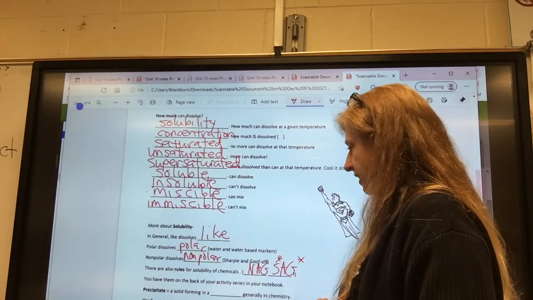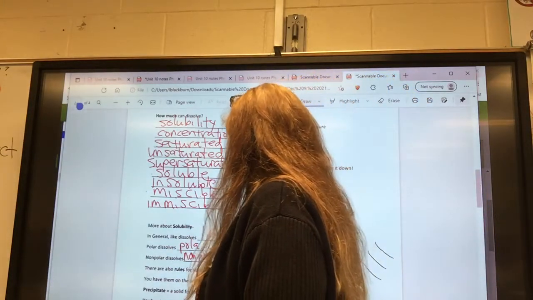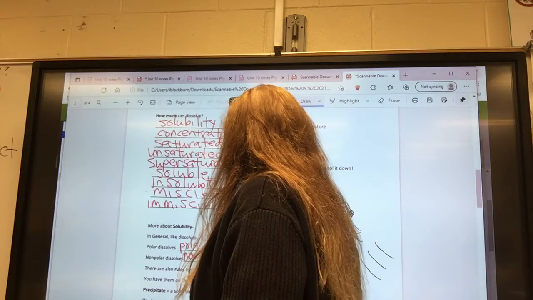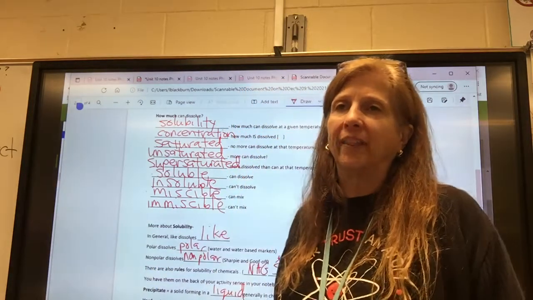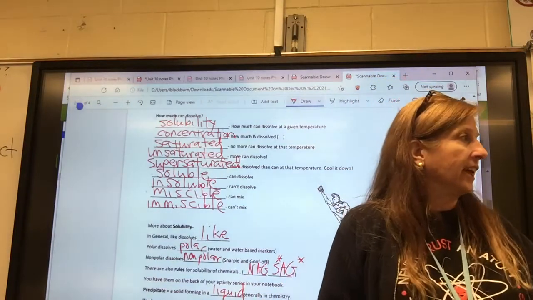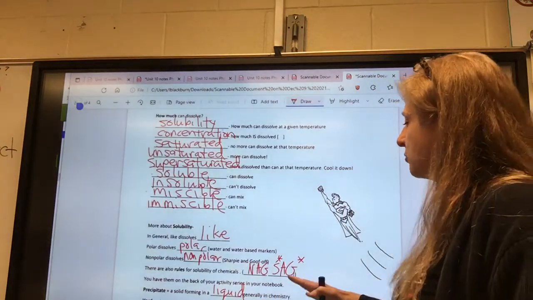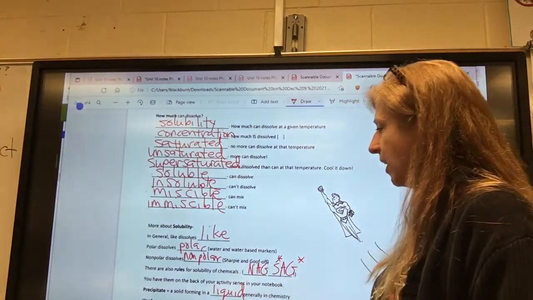A precipitate is a solid forming in a liquid, generally in chemistry. On the weather, it's a liquid forming in the gas. If they say it's precipitation, like today, it means it's raining. But it's really one state of matter forming in another one.